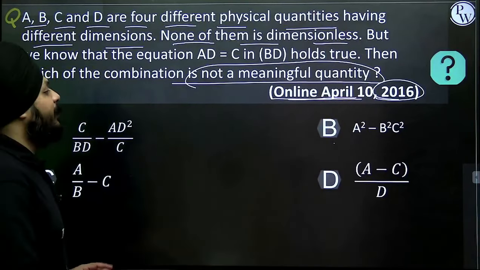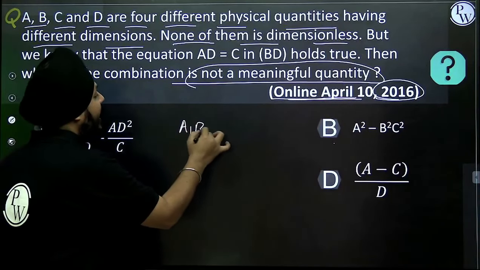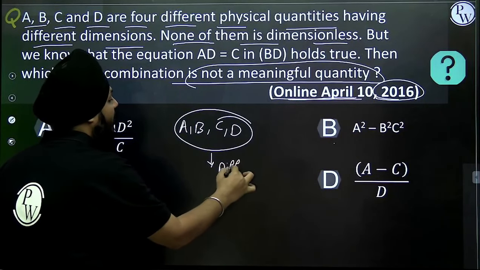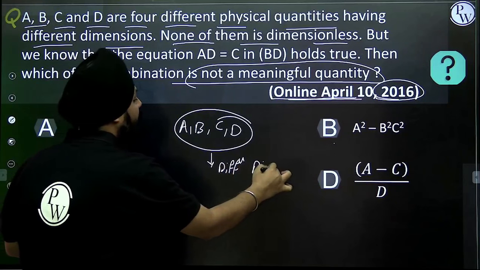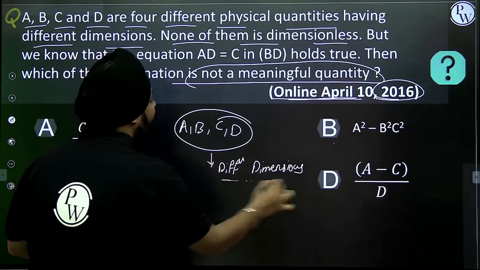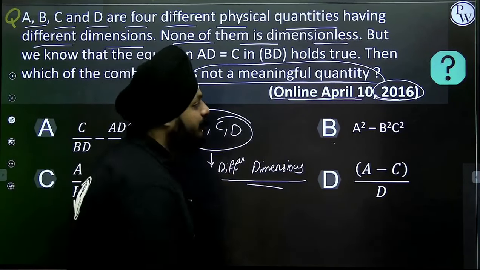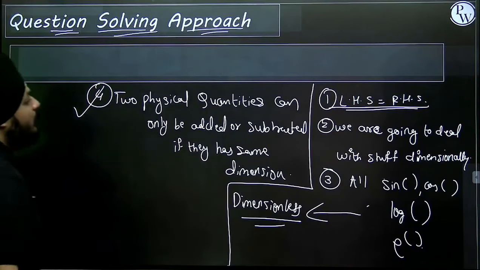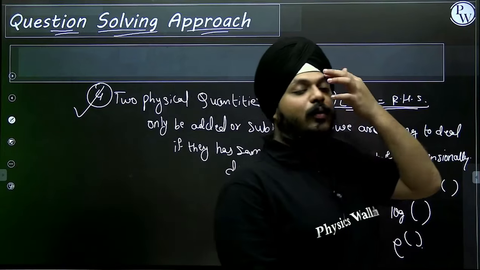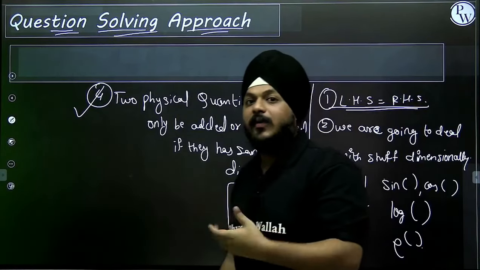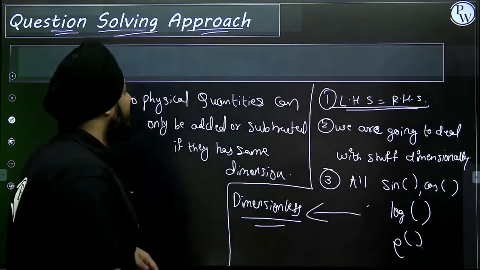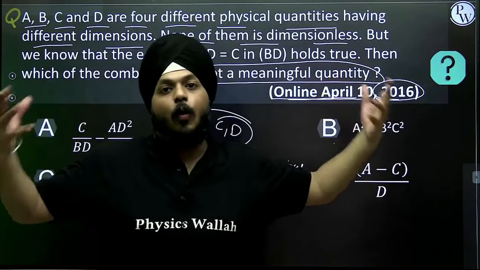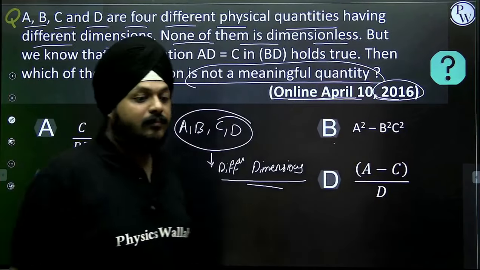Okay, so very simple thing. If A, B, C and D all have different dimensions, it means that they can't be added or subtracted. Question solving approach point number 4: two or more physical quantities can only be added or subtracted if they have the same dimensions, right? If A, B, C and D all have different dimensions, then how can we add them?